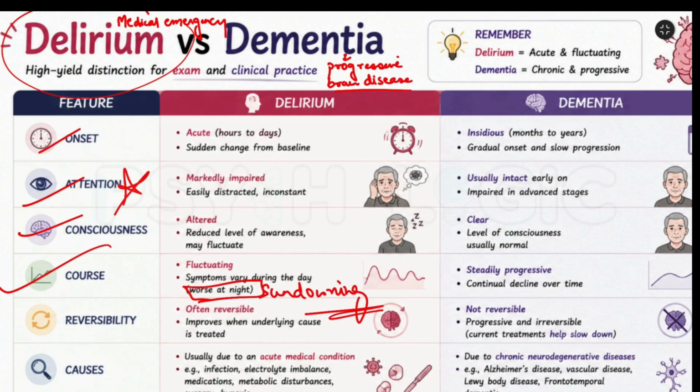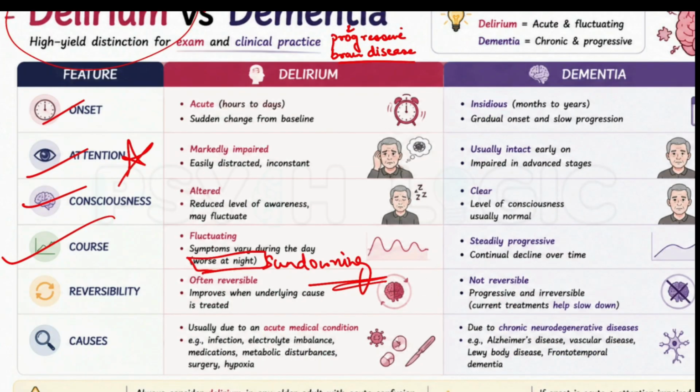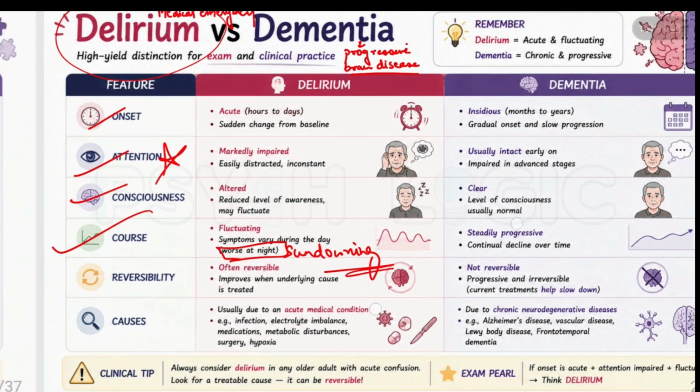Reversibility: again, delirium is often reversible because it is caused by another medical problem. It could be an infection, some kind of electrolyte imbalance, or a side effect, while dementia is often non-reversible, such as Alzheimer's. The progression could be slowed, but it cannot be reversed. As we have already talked about the causes, delirium can be due to infection or electrolyte imbalance, while dementia is due to diseases like Alzheimer's, vascular disease, frontotemporal dementia, things like that.